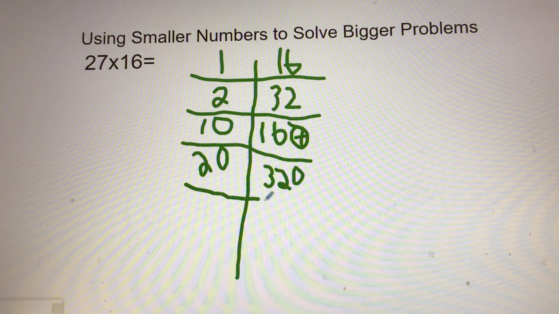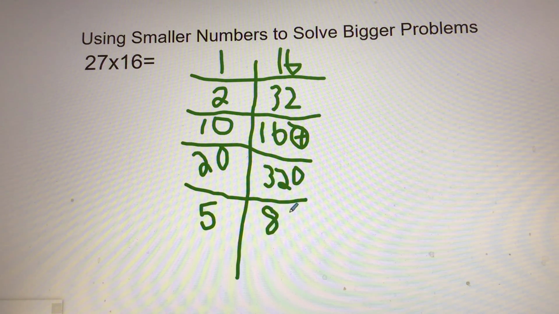Now remember, I need to get to 27. So right now I'm looking at my jumps that I've made. Okay. I see a 20. I need 7 more. But then I see that I have a 2. 20 and 2 would be 22. So all I would need left is 5. So I'm going to take a jump of 5. Okay. I know that 5 times 16 is 80.